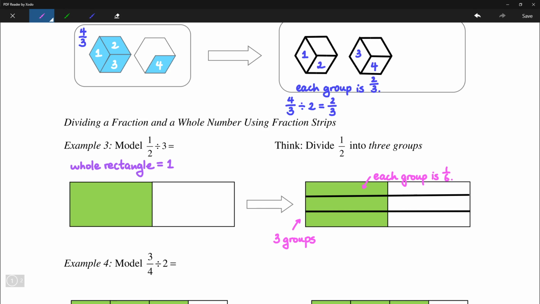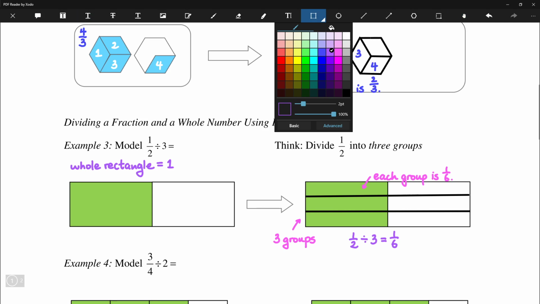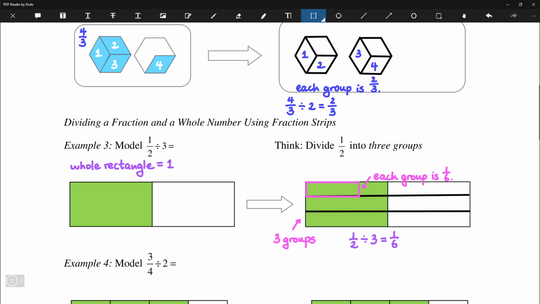So once again, just like before, we have 1/2 divided by 3 is equal to 1/6. Since each of the rectangle here is 1/6 of the entire rectangle. So we are considering just this piece here. And each group will be 1/6 of the entire rectangle, which is equal to 1.